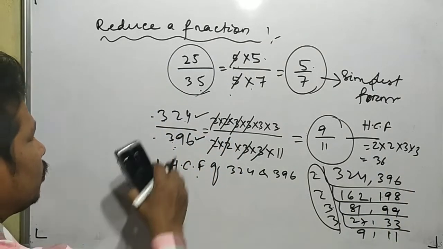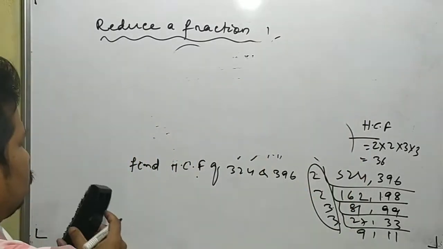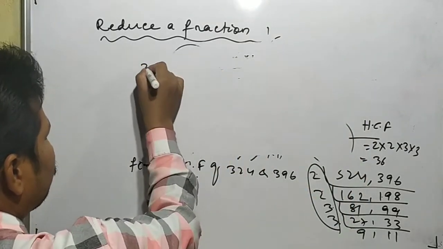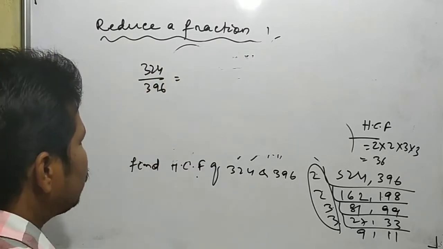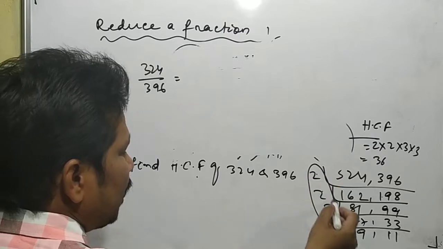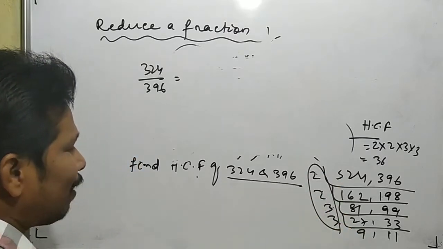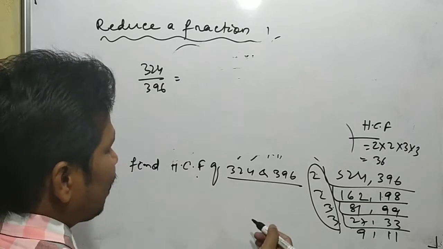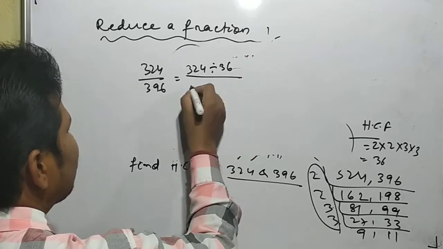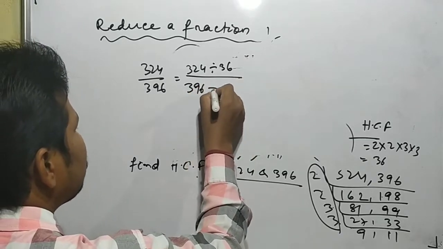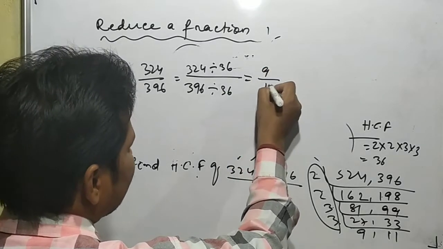Okay, so our process is: 324 divided by 396, because the HCF is 36, that means both numbers are divisible by 36. So we will divide 324 divided by 36 whole divided by 396 divided by 36. Our result will be 9 by 11.